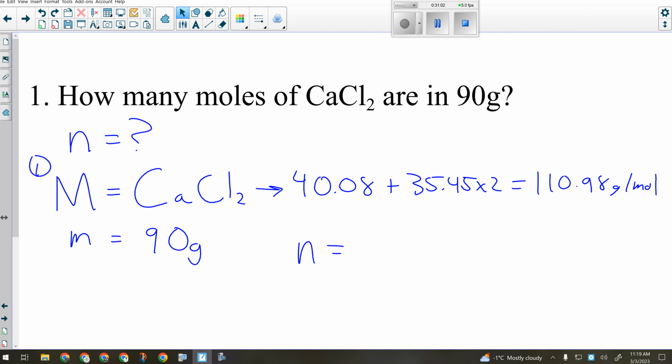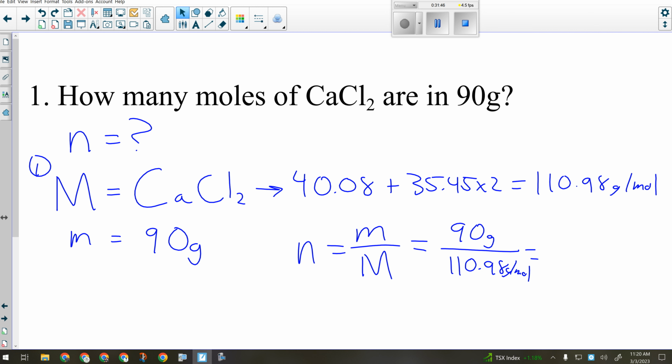So, my next step then would be, this is the formula I would have to use. Do I have to manipulate it at all? I don't, right? I'm trying to solve for n. This formula is already set up to solve for n. So all I have to do is put my numbers in. I just said that little m was 90 grams. And I calculated that capital M was 110.98 grams per mole.